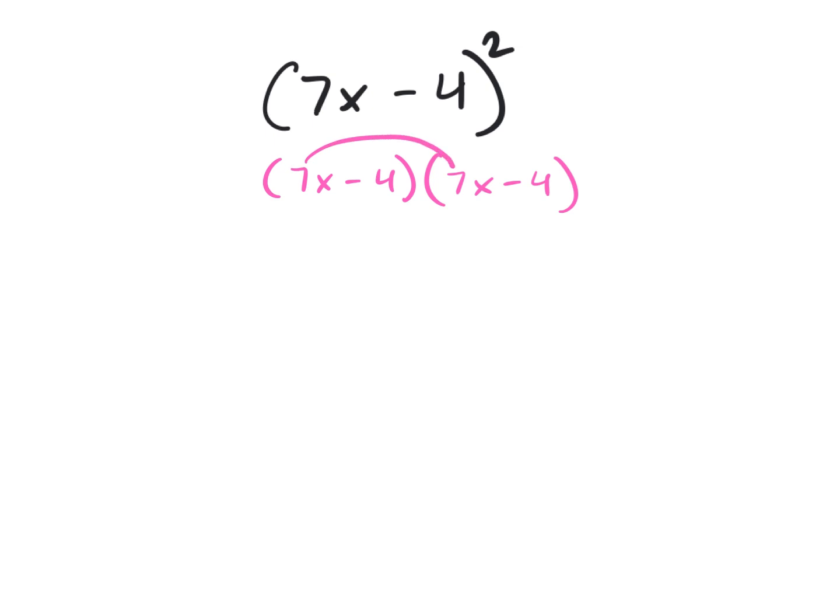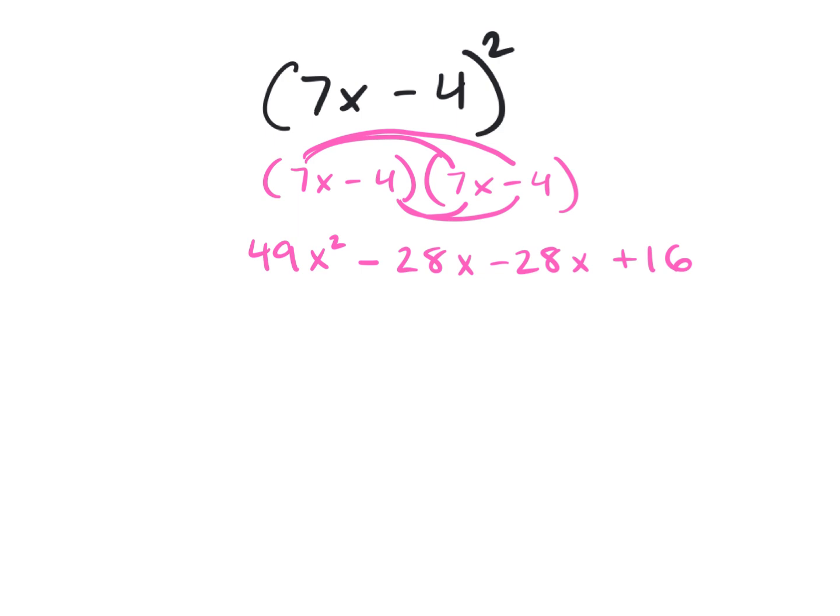So let's FOIL. What's 7x times 7x? 49x to the power of 2. Perfect. 7x times negative 4? Negative 28x. Negative 4 times 7x? Negative 28x. And negative 4 times negative 4? Plus 16. So we have 49x squared.